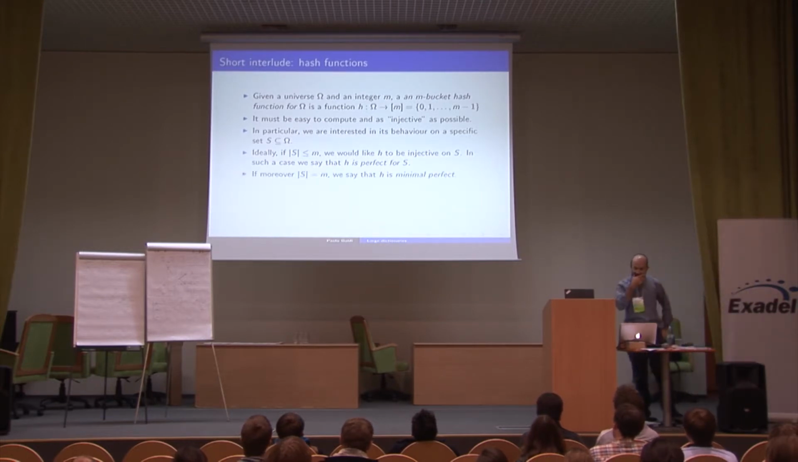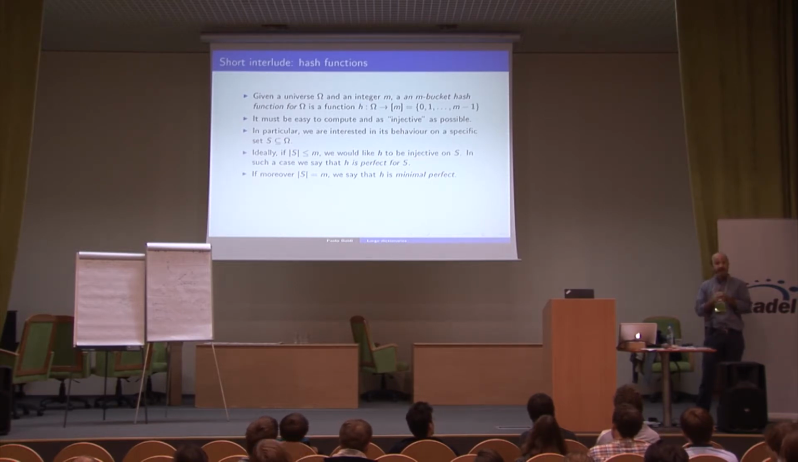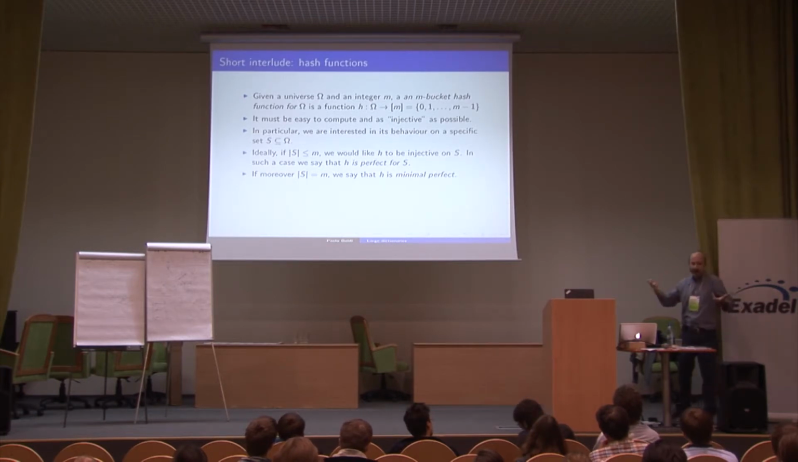So, in particular, if the size of S is exactly m, we say that H is minimal perfect. It means that H on that set is bijective. So a hash function is perfect on S if it's injective on S. And if moreover it is bijective, we say that it's minimal perfect. So minimal means surjective.